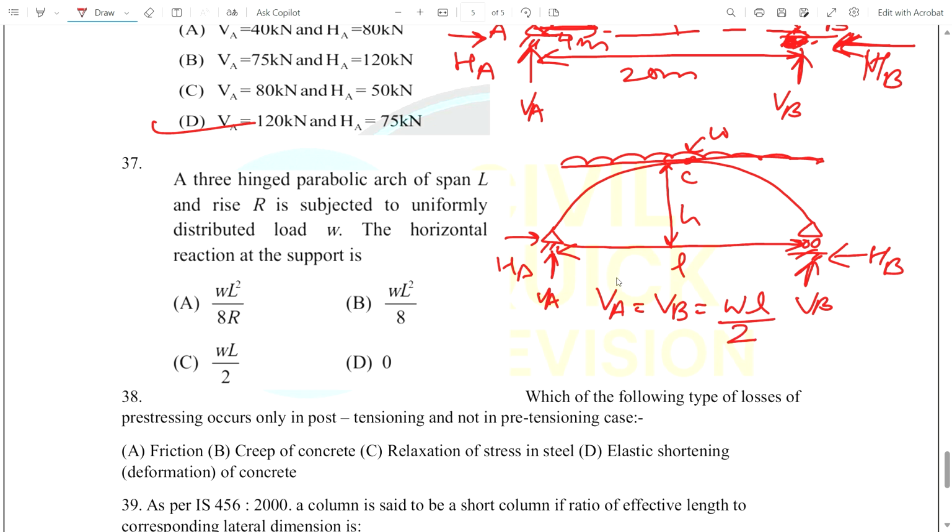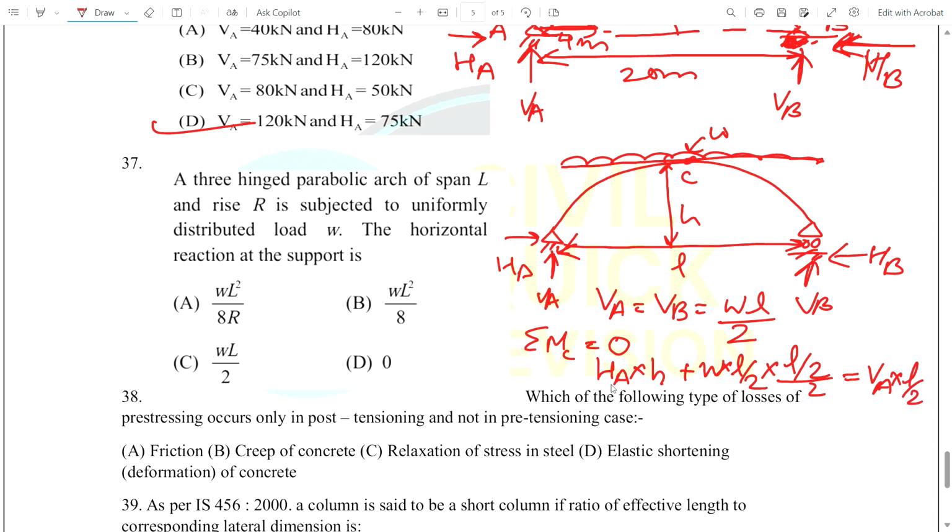I think you all know this. Now coming to summation of moment at point C equal to 0: HA into H plus W into L by 2, the half portion, into half of that, L by 2 by 2, equal to VA into L by 2.